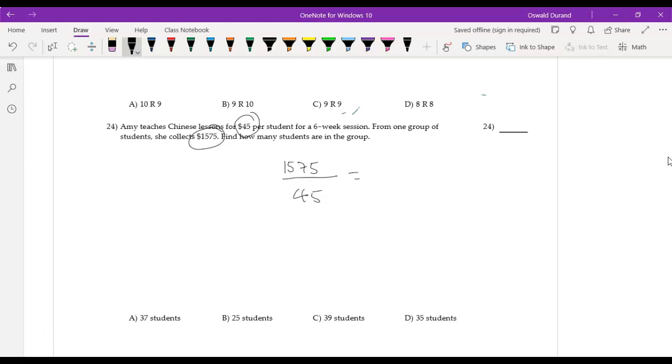So let's do this calculation. So 1,575 divided by 45, and that's 35. So she had 35 students. Okay.